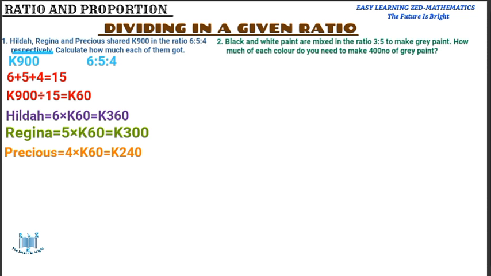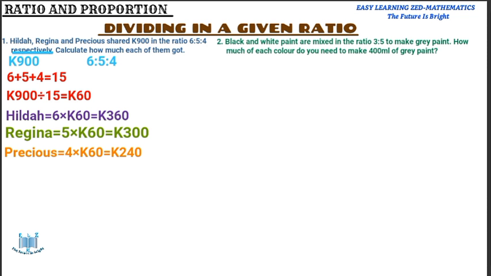Let me start again. Black and white paints are mixed in the ratio 3:5 to make gray paint. How much of each color do you need to make 400 mils of gray paint?